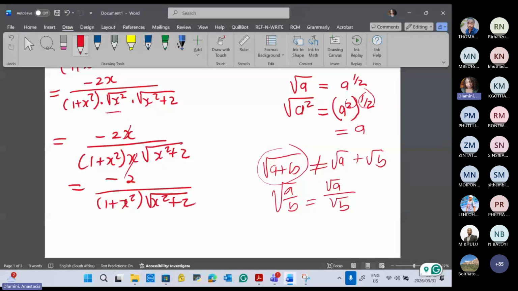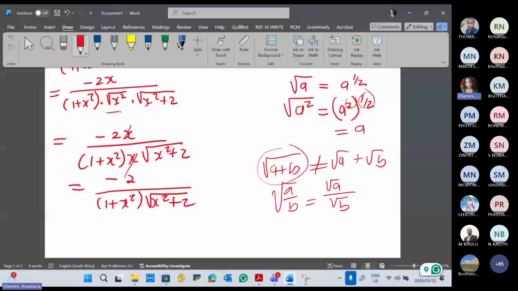So in this case, we can find a counterexample, right? If you say, for example, 4 plus 9, 4 plus 9 is what? 13. Then if you say the square root of 4 plus the square root of 9, do you see that's not 13? Yes. So that's why the property stays true. Oh, okay. Thank you.